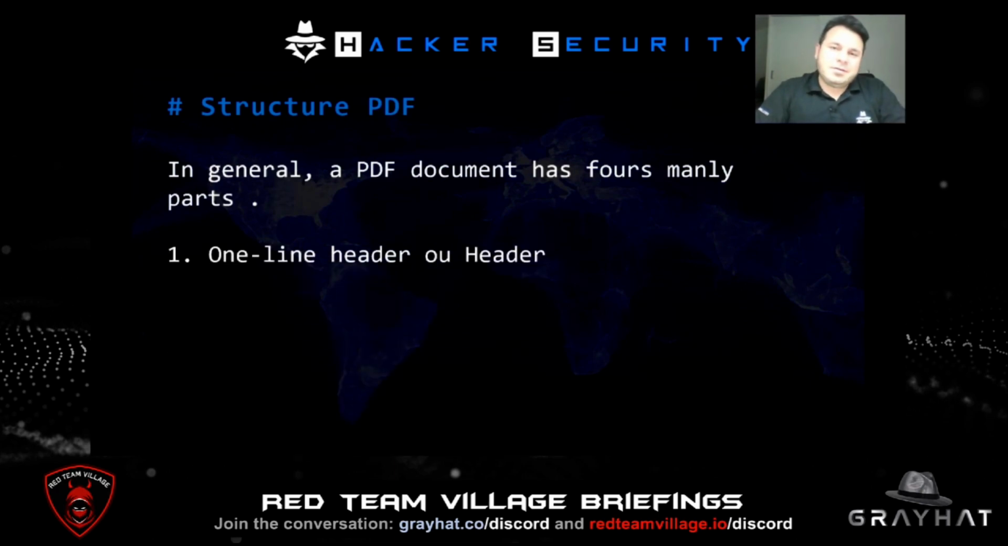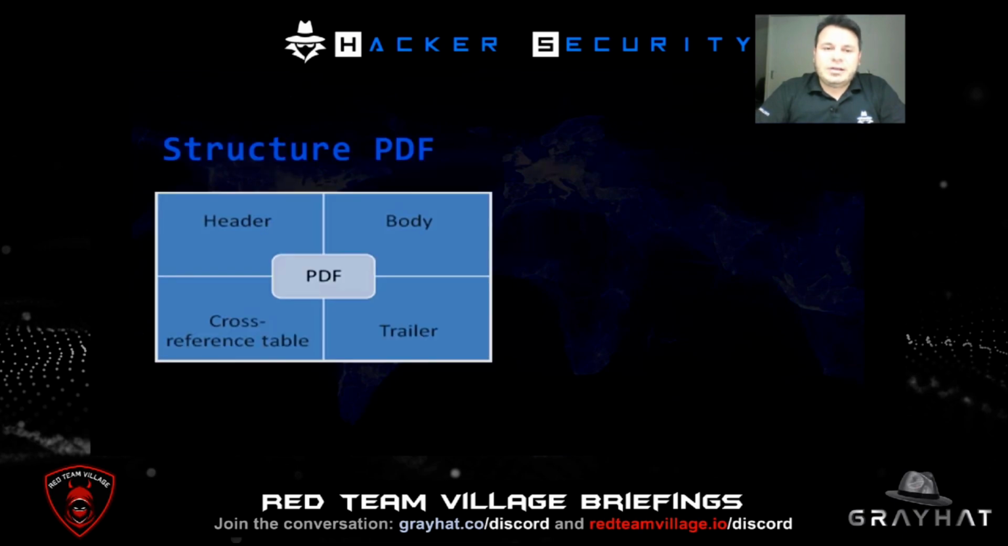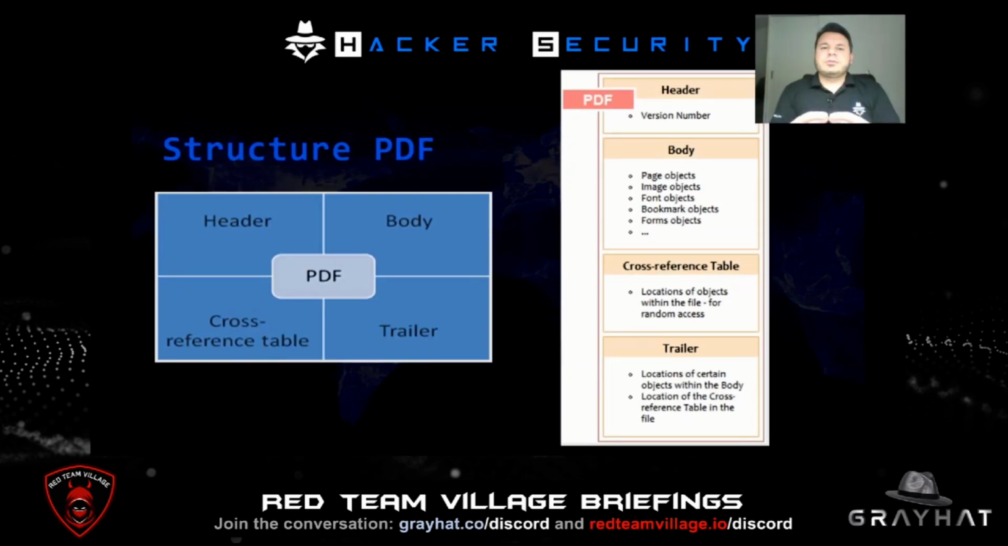The header, basically it's the same as with other binaries. You have the header, right? You have the body, you have the cross-reference table, and you have the trailer, right? So here we have all those structures. In the beginning of the file, you have the version number. It's the same information collected by the file command. Do you remember when you execute the file command, you can read actually the magic number of this information? You can find this information.